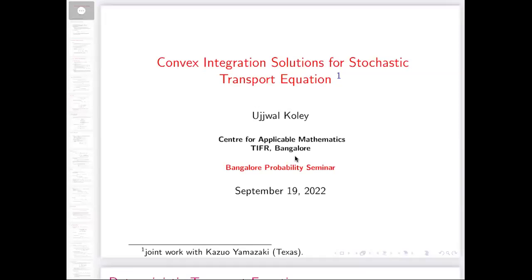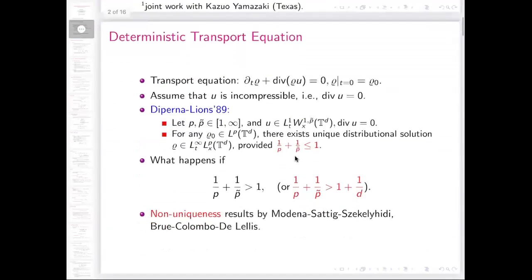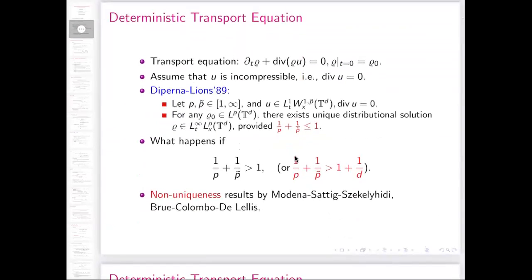Okay, so let me begin with a very simple transport equation in the deterministic setting. It has the following form: rho t plus divergence of rho u is 0. You initially start with some density, let's say rho naught. And in our setting, we'll always assume that the velocity field is incompressible. In other words, divergence of u is 0.